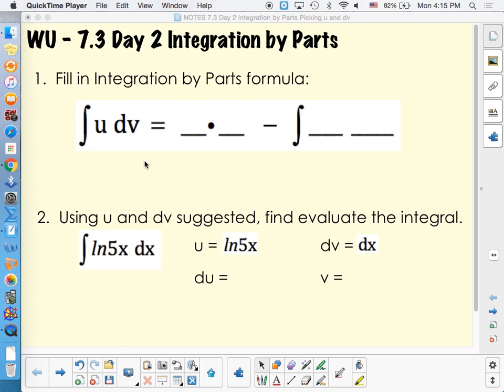This is the video for 7-3 day 2, second day on integration by parts, and today we'll start picking the u's and the dv's and give you some suggestions. This is the warm-up, so take a minute as you're taking notes, jot down the answers to these, pause the video right now, and then come back.